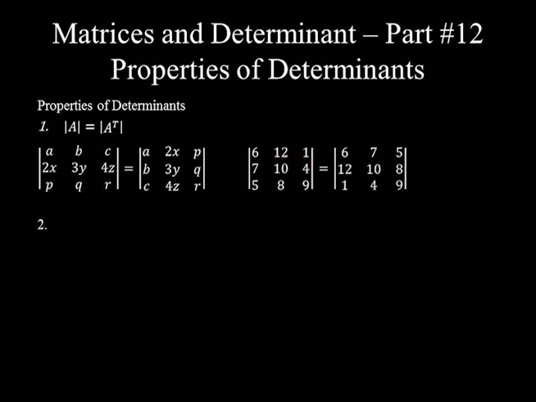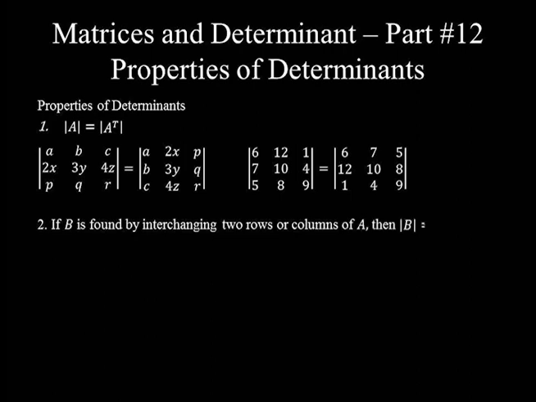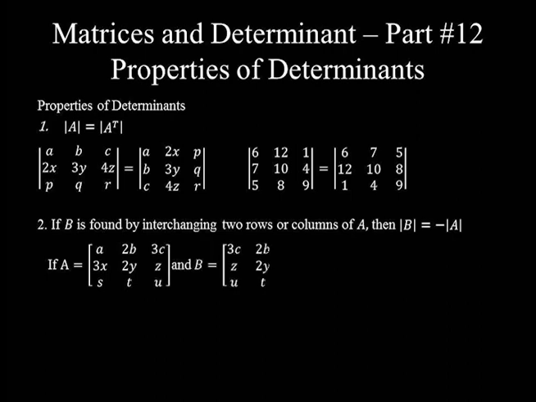The second property: if matrix B is found by interchanging two rows or columns of matrix A, then the determinant of matrix B equals the negative of the determinant of matrix A. For example, if matrix A equals this 3 by 3 matrix and matrix B equals this 3 by 3 matrix, then the determinant of matrix B equals the negative of the determinant of matrix A. Why? To figure out the reason, let's analyze the two matrix elements.